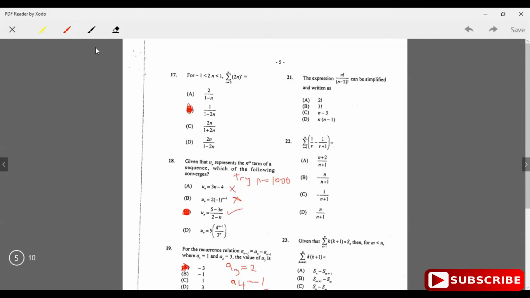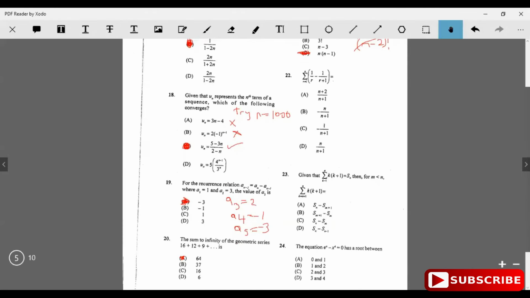All right, question 21. What's question 21? Dog, yes, nice. So simplify this by saying n factorial is the same as n times n minus 1 times n minus 2 factorial. And so the n minus 2 factorial over the n minus 2 factorial cancel each other. So what you get for number 20? Number 20 is A.